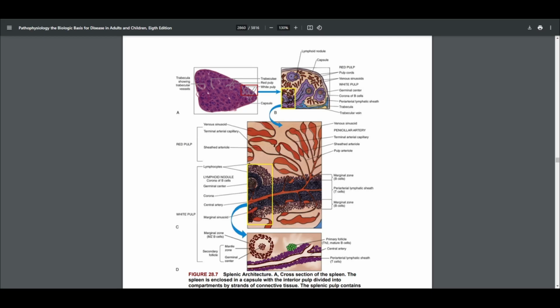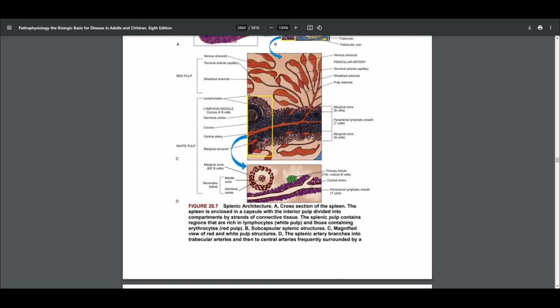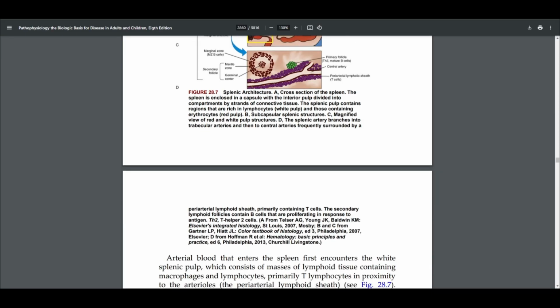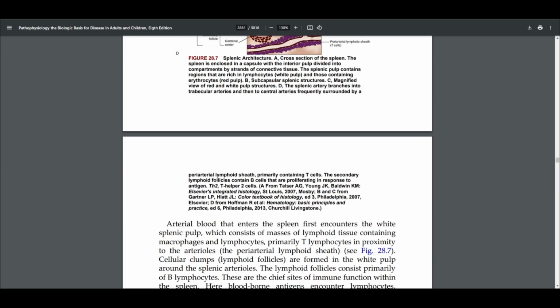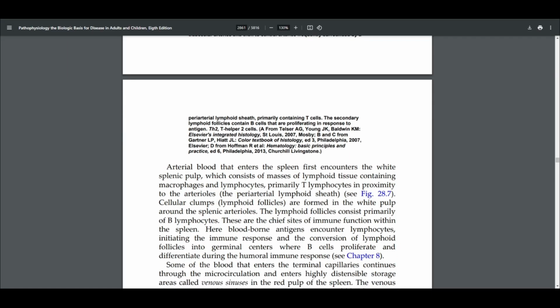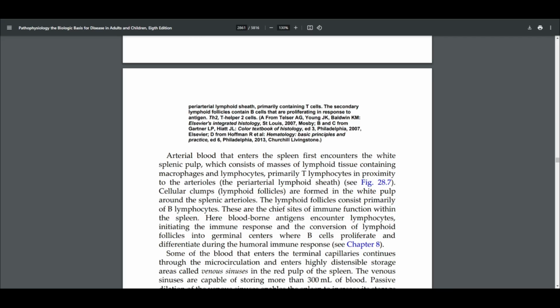So here you're taking a look at the splenic architecture, a good spot to pause if you need to renew or refresh yourself from your anatomy. Arterial blood that enters the spleen first encounters the white splenic pulp, which consists of masses of lymphoid tissue containing macrophages and lymphocytes, primarily those T lymphocytes in proximity to the arterioles.